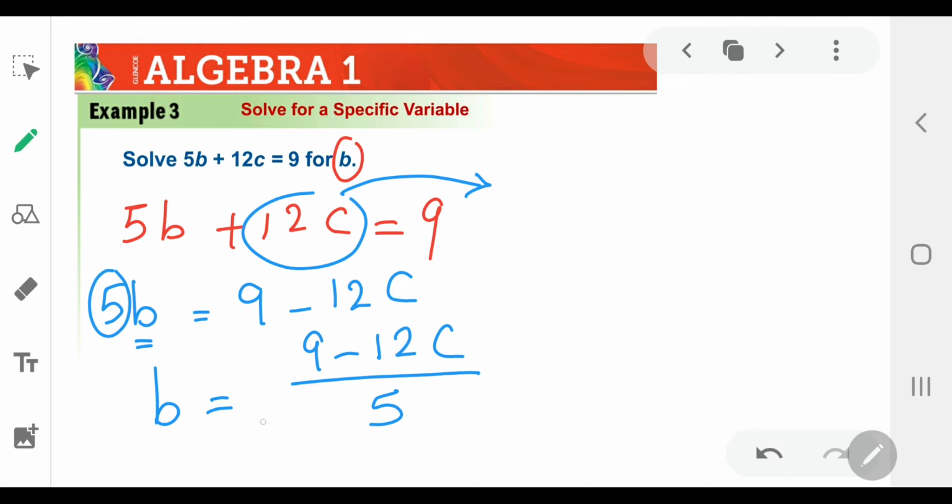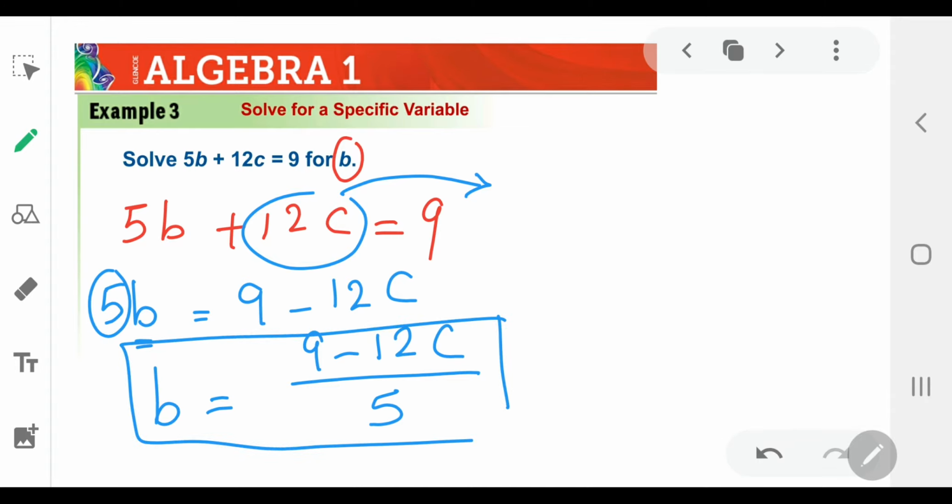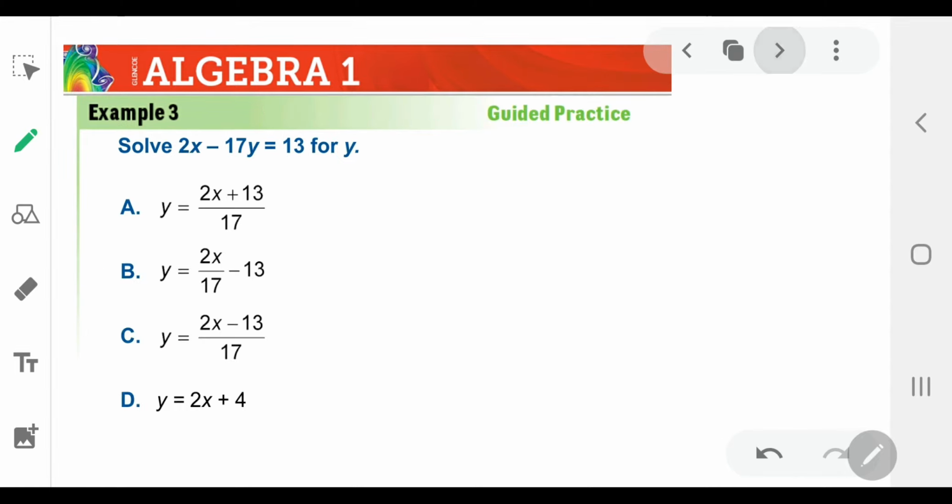And this is really important. You're not only dividing the 9 by 5, you're not only dividing the negative 12c by 5, you're dividing the whole right-hand side by 5. To isolate b, in order to make b completely isolated, you will drag this 5 to the right-hand side as division. It means you're dividing the whole right-hand side by 5. And this is how we can isolate b, and this is what we mean to solve it for b. b is totally isolated by itself on the left-hand side.